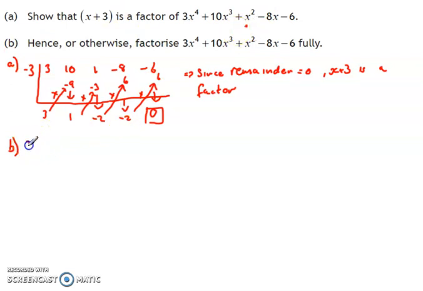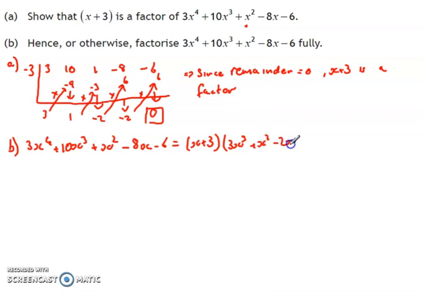So what I could write is I can then say fine, so 3x to the power of 4 plus 10x cubed plus x squared minus 8x minus 6 equals that first bracket, x plus 3, times 3x cubed plus x squared minus 2x minus 2. So there we go, we've done our first step of factorising there. Now what we have to do is then continue on.